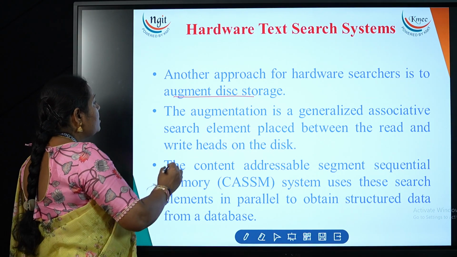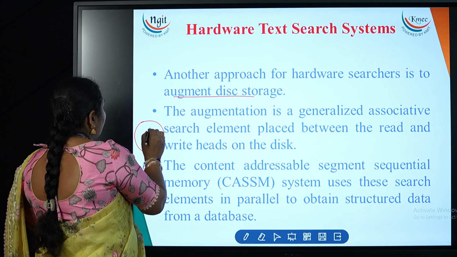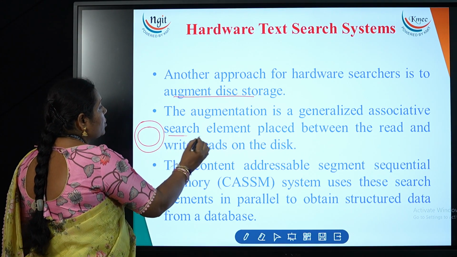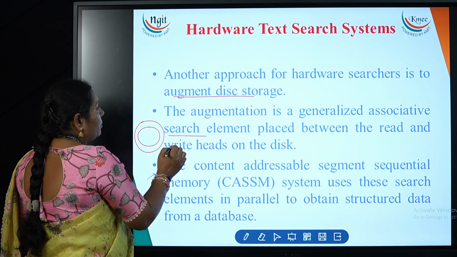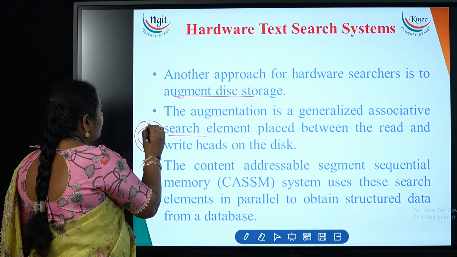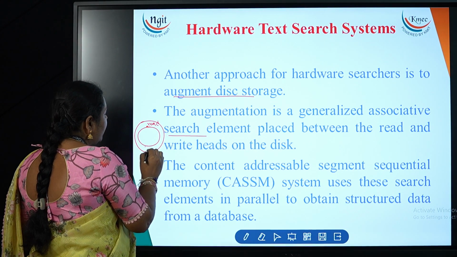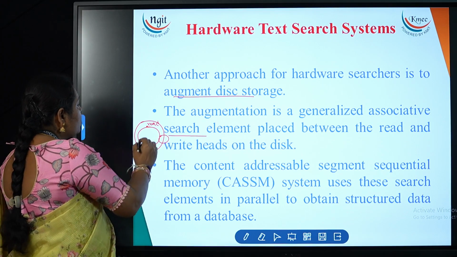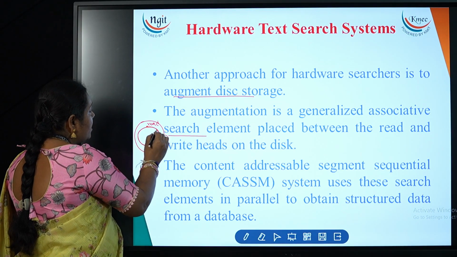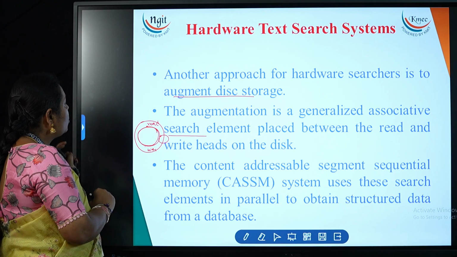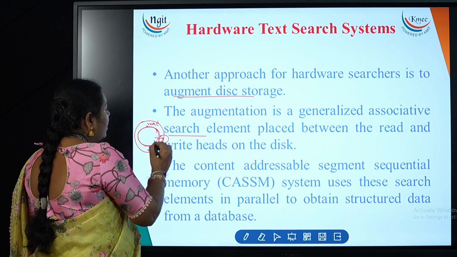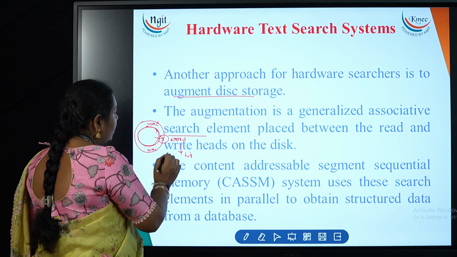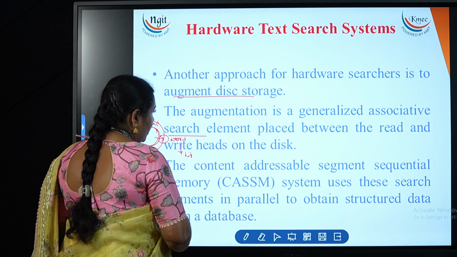Suppose you take a disk, like a CD disk. Whatever the search element is, I place it between the read and write heads. Suppose this is the read head and this is the write head; I place the search element here and it will scan the complete disk like that. Whenever that word is found, you call it a hit. Word is available means you call it a hit.